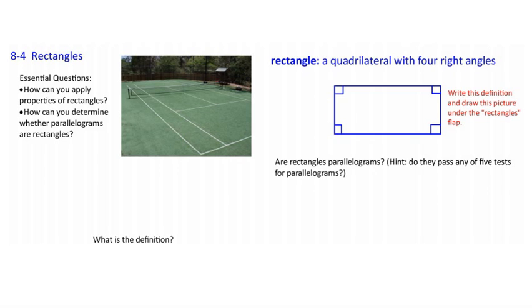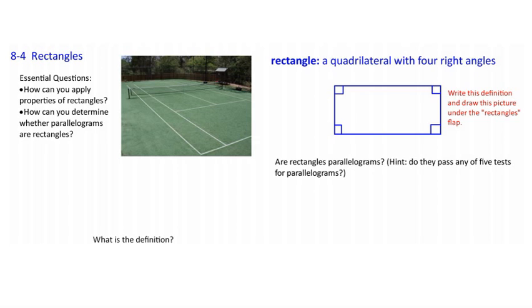This is lesson 8.4 on rectangles. Should be a relatively easy lesson because rectangles are essentially just a special version of a parallelogram. The definition is given here: a quadrilateral with 4 right angles.